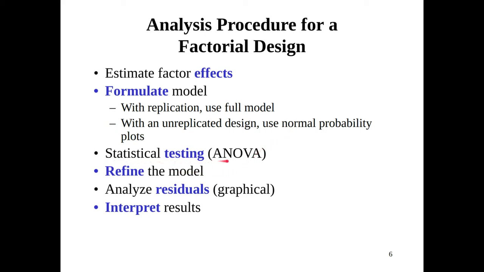Then we perform the statistical testing, ANOVA, and based on your ANOVA results, some terms in your model may be significant, some terms may be insignificant. So then you can remove the terms that are insignificant and refine your model. Next, you can analyze the residuals to make sure that the assumptions underlying your statistical model are valid. Like we have done residual analysis in the past, we do the normality plot for residuals. We also check the constant variance assumption, and finally we interpret the results.